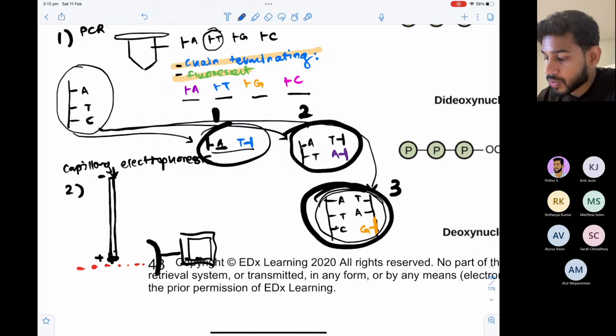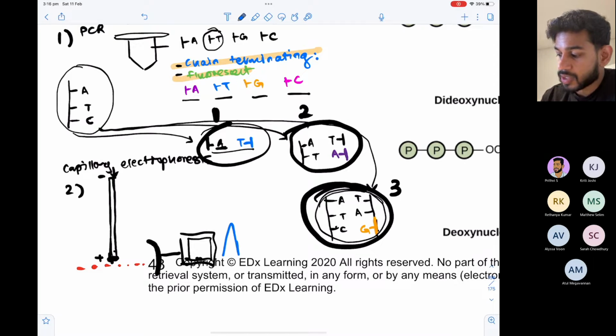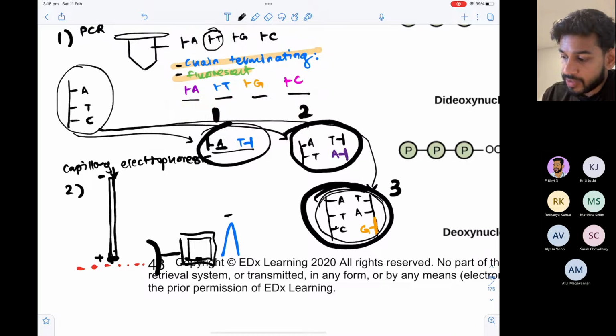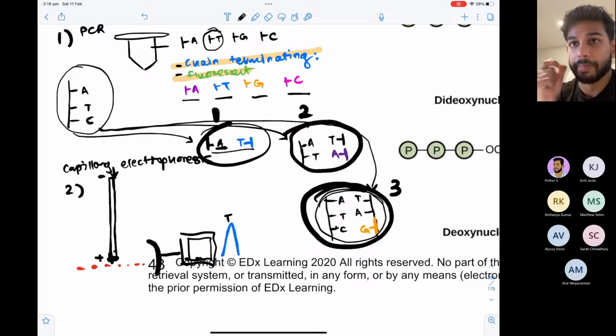And the computer generates what's called a chromatogram, basically a color detection. And it will detect this big blue jump in the chromatogram. And that will tell the computer that there is a thymine at the first base position, because the computer's been programmed to pick up blue equals thymine.